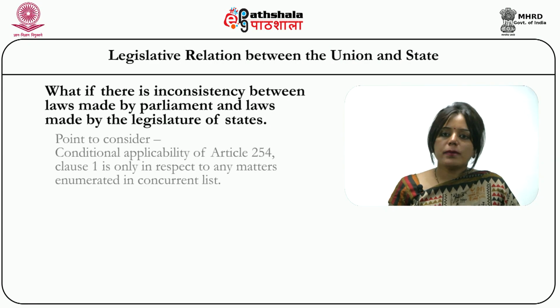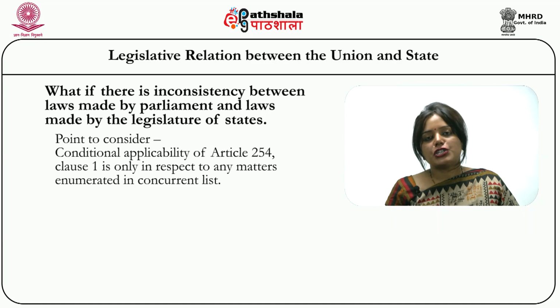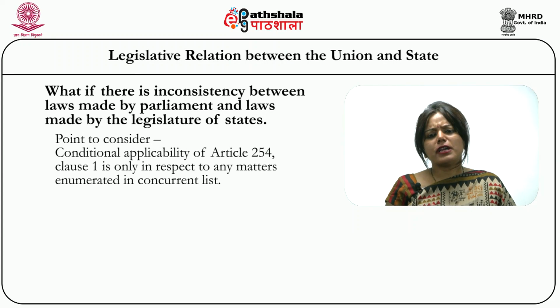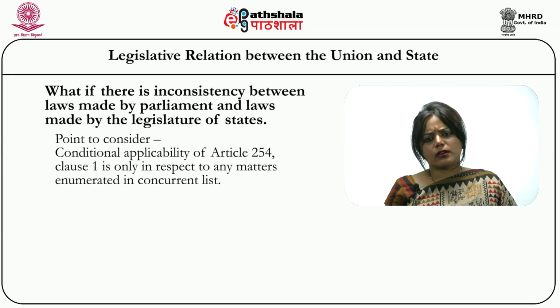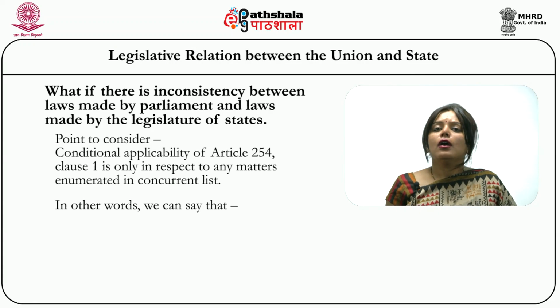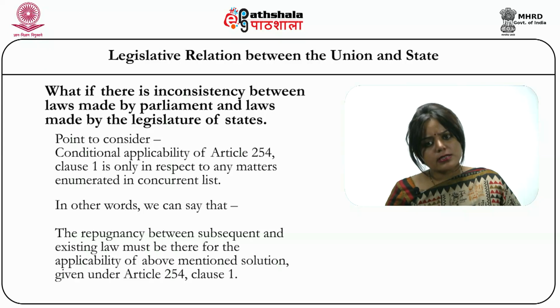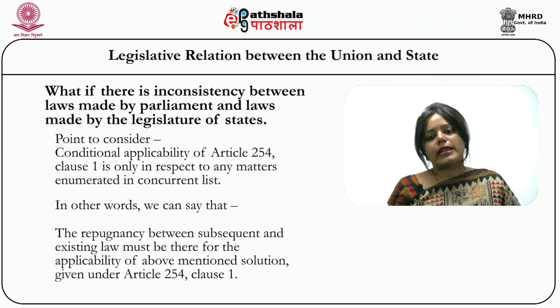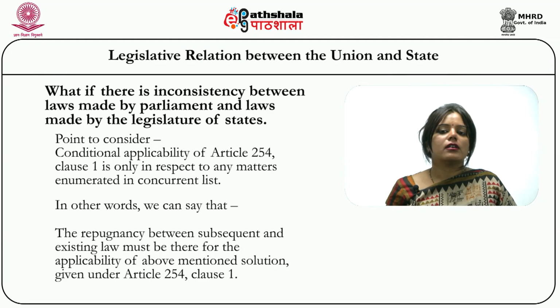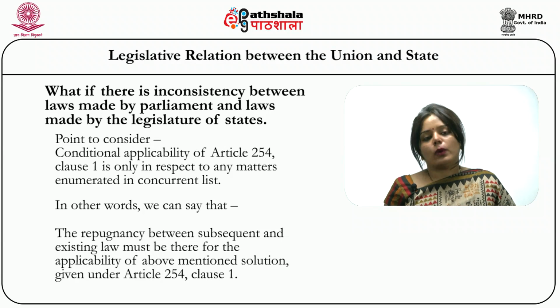One thing which should be considered by you is the condition for the applicability of Article 254 Clause 1: that it applies only in respect of any matter enumerated in the concurrent list. In other words, we can say that repugnancy between the subsequent and existing law must be there for the applicability of the above-mentioned solution given under Article 254 Clause 1.